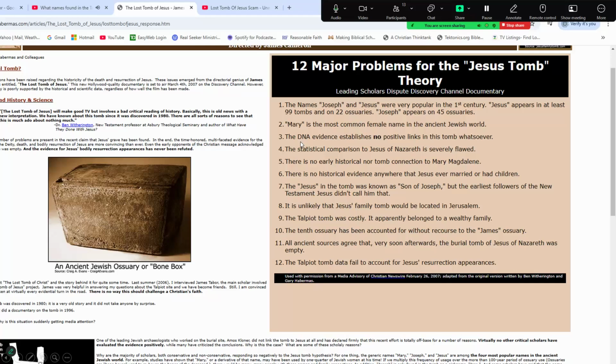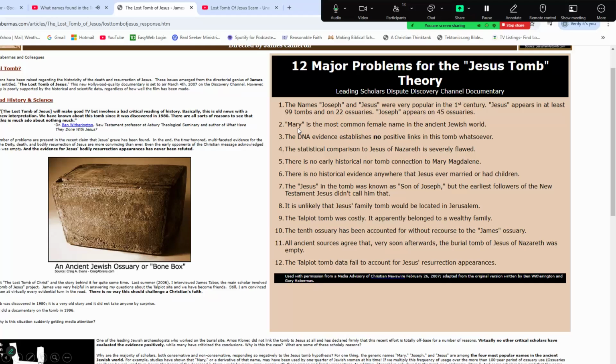Among other things, the DNA evidence establishes no positive links in this tomb whatsoever. And in fact, one of the generations is mixed up. It looks like the person they're calling Mary Magdalene wasn't related to Jesus' wife. It almost looks like she was his daughter, or lower down in the genetic profile.